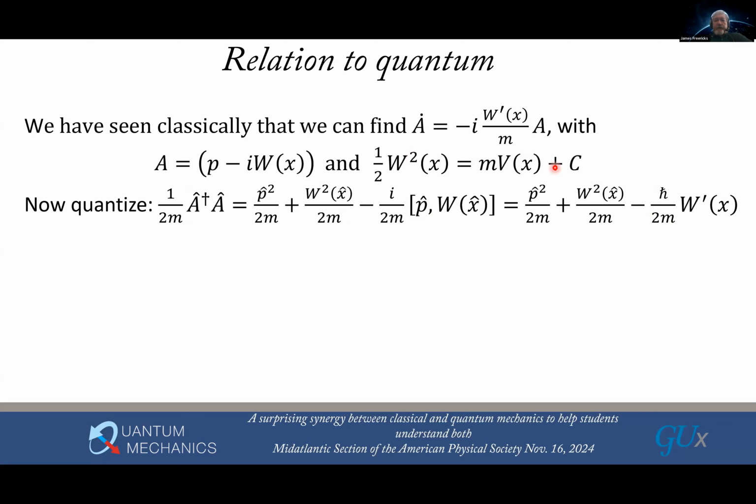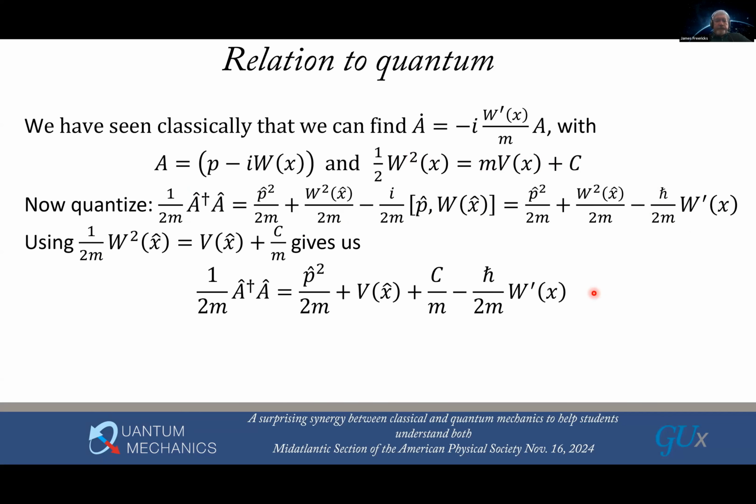We now want to use this relationship here. 1 over 2m w squared of x is equal to v of x plus c over m. We can plug that in. We get 1 over 2m a dagger a is p squared over 2m plus v of x plus c over m minus h bar over 2m w prime of x. And again, what you see is happening is we get the classical potential plus a quantum correction, and oftentimes we also get a constant in addition that is coming in.